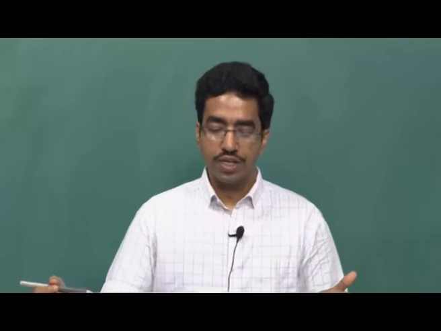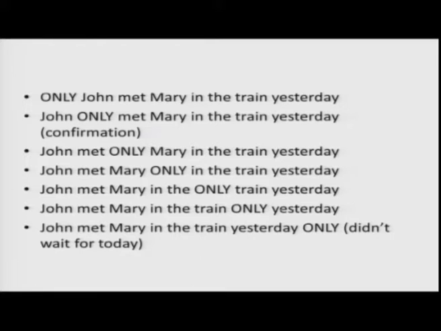Okay. So, here the sentence is John met Mary in the train yesterday. Now, the modifier I have chosen is only. You have 1, 2, 3, 4, 5, 6, 7 sentences here. The only difference among these is where this modifier only is placed. Let us look at these sentences in detail.